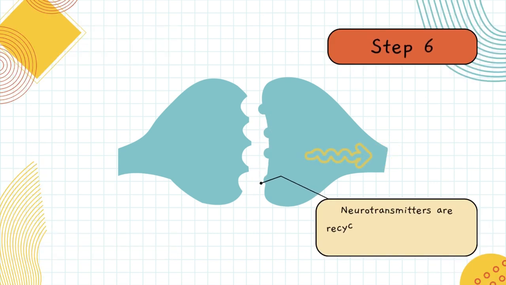Step 6. Neurotransmitters are recycled or destroyed when an impulse is triggered.